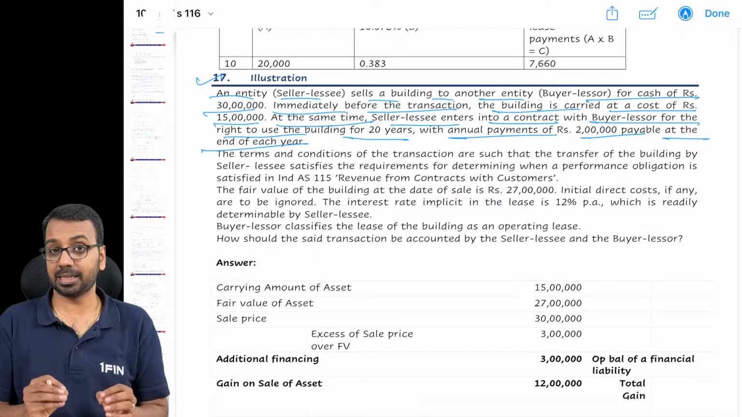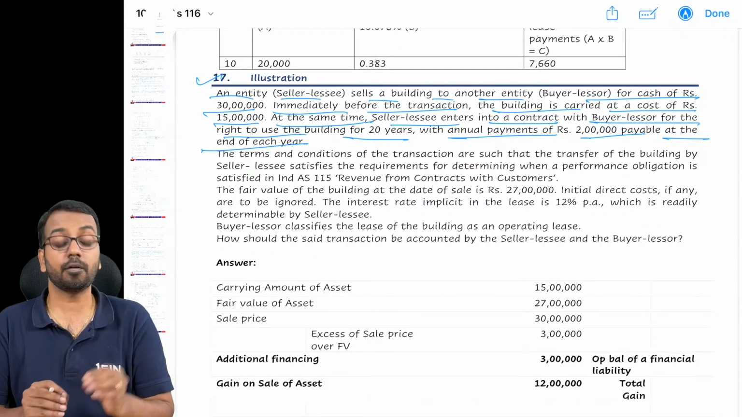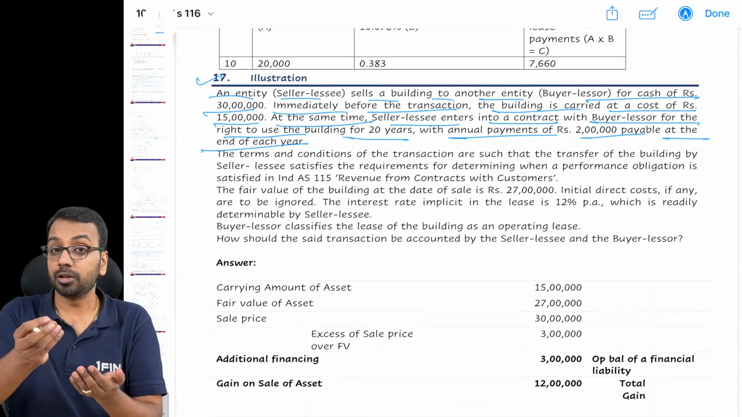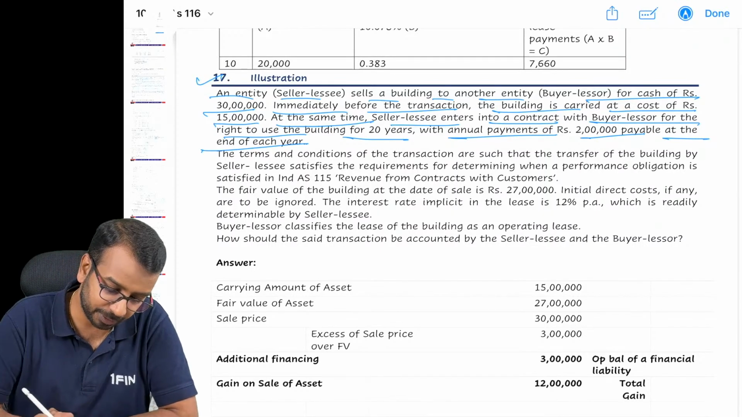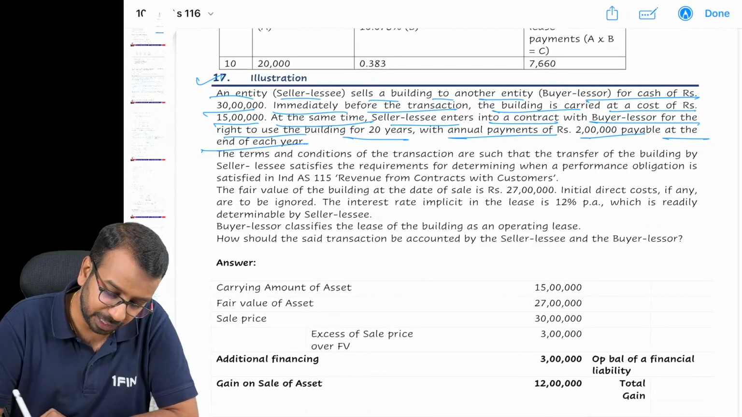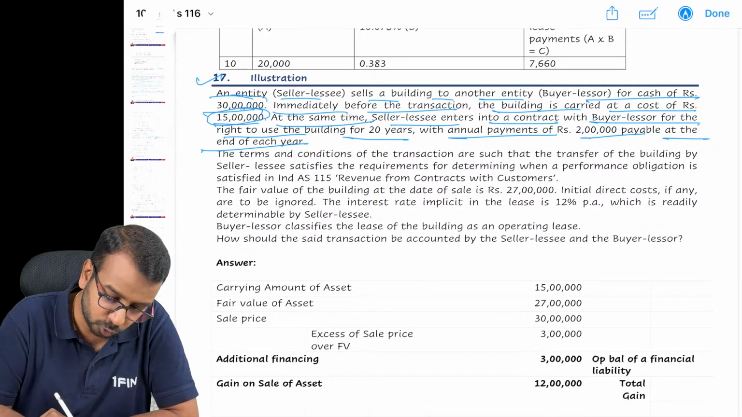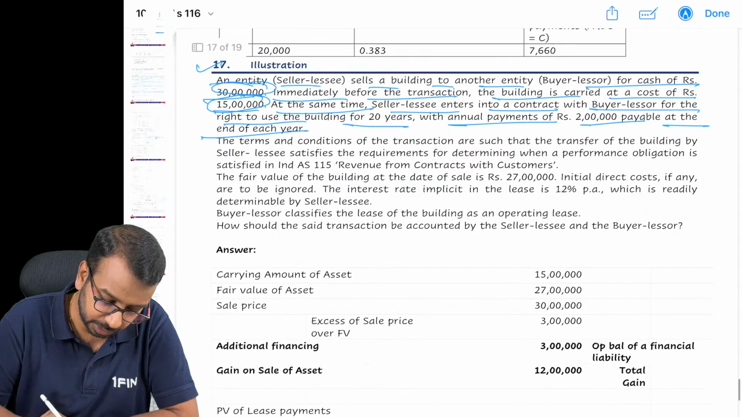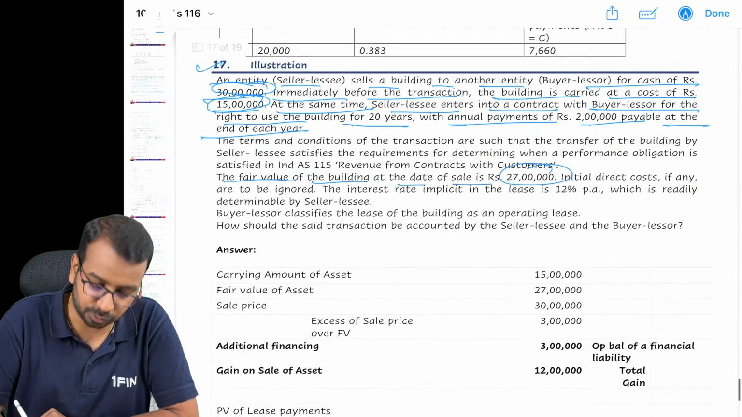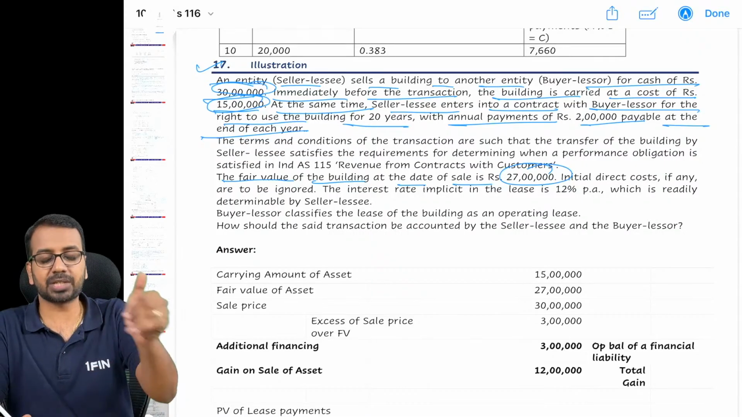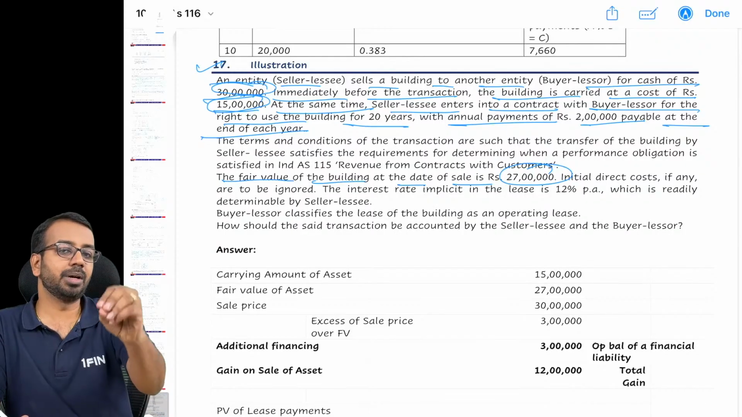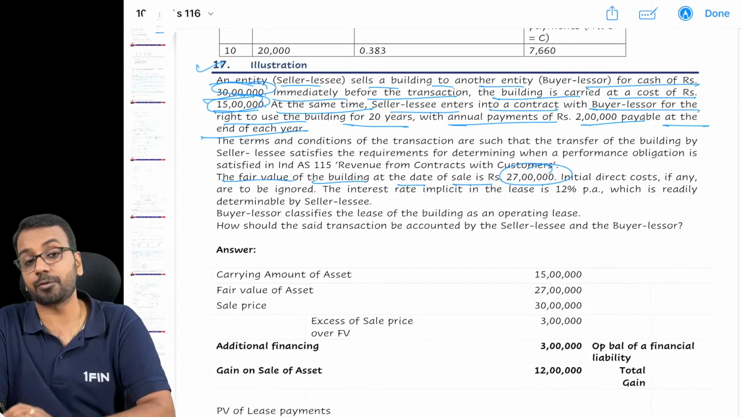In sale and leaseback transaction, you have to be very careful of one adjustment related to the market value or fair value adjustment. For example, here, what has happened? Here, the building is carried at a cost of 15 lakhs. It is sold at 30 lakhs and the fair value of the building at the date of sale is 27 lakhs. Now, why will someone buy a building which is worth 27 lakhs for 30 lakhs? For example, I am selling the building to you. Building has a fair value of 27 lakhs.